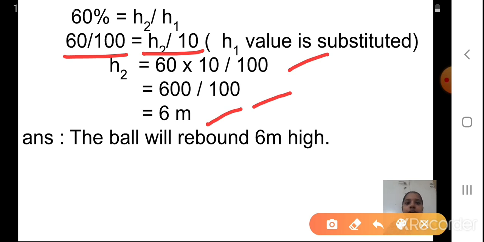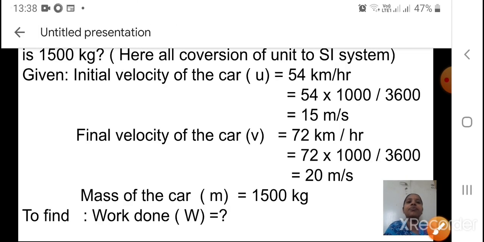Okay students, did you understand? This 10 is in the denominator here. When it goes to this side, it goes to the numerator with 60. So we solved it and we got that the ball will rebound 6 meter high. This is the value of H2. Okay students, now next sum.